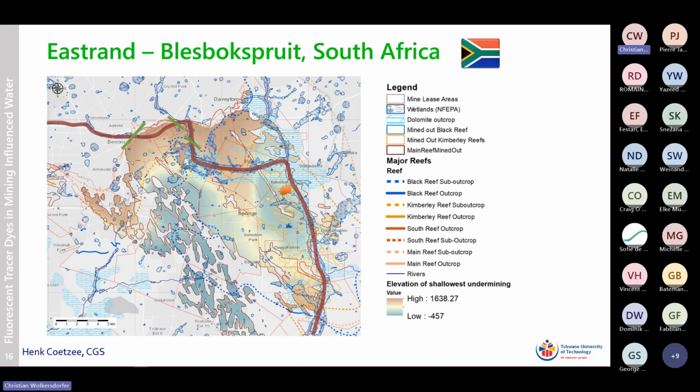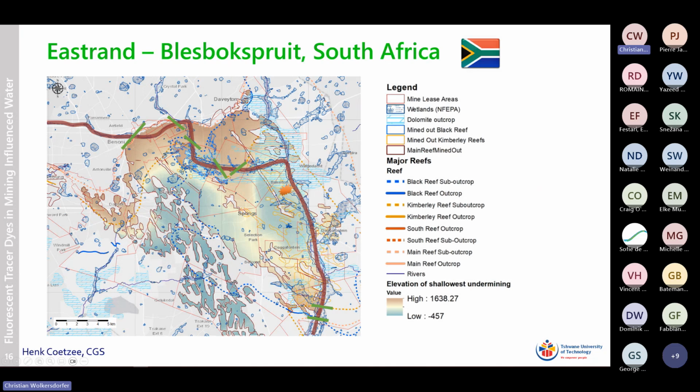So I have a couple of lines here. These lines indicate where the Blessbox-Buit is crossing the outcrops of the gold reefs. That's also where illegal miners are working and are working into the underground. And we want to understand where exactly does the water flow into the underground and how long does it take until it reaches the mine water treatment plant.